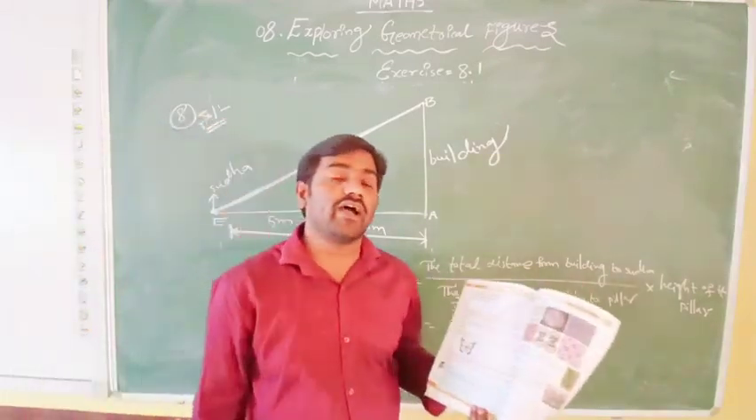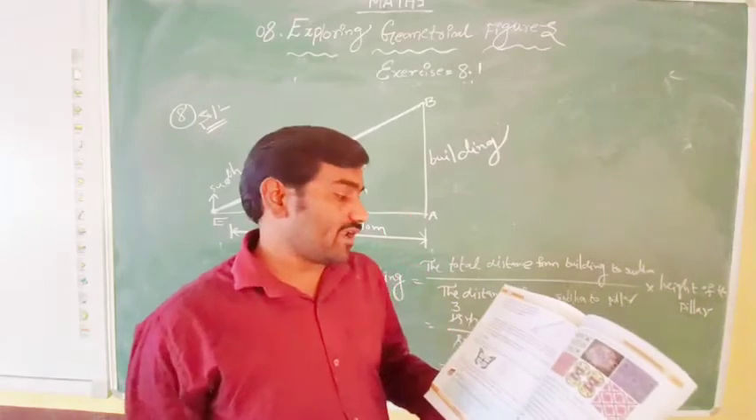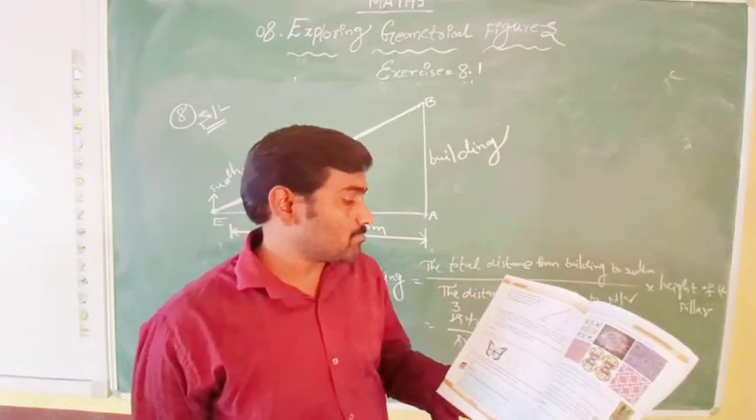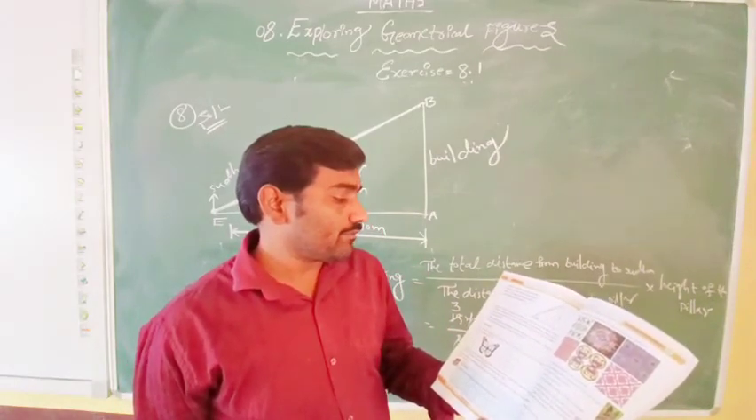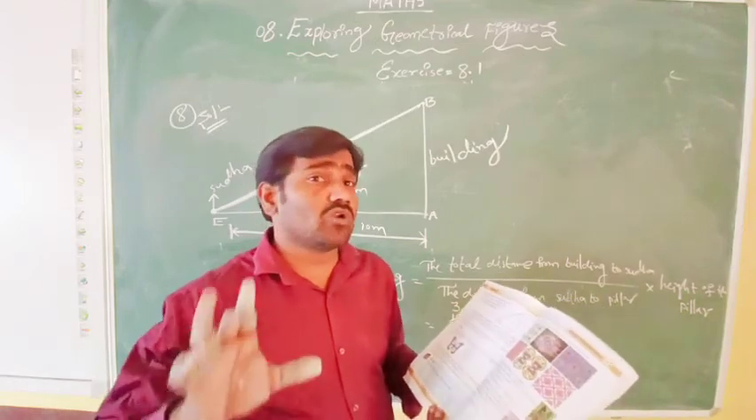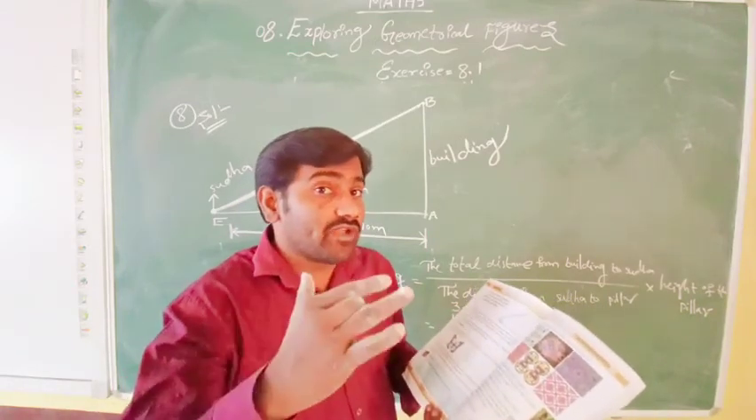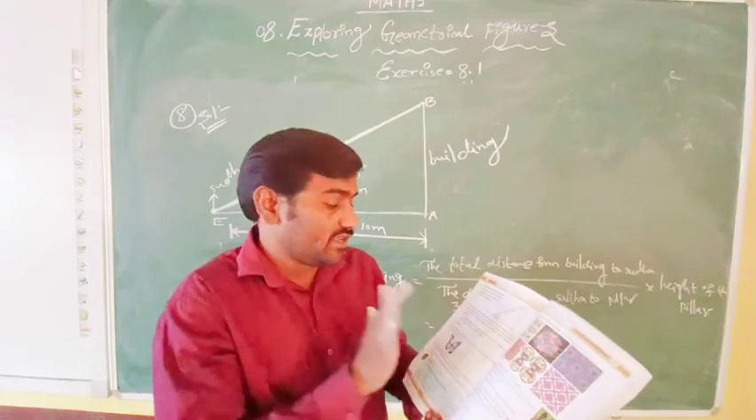That is the way we can find out the height of any object. And question number 9, the last question of this exercise: draw a quadrilateral of any measurement. You need to draw one quadrilateral here. Where we have to draw and how we have to draw will be given here.